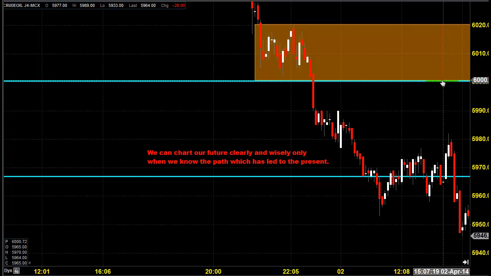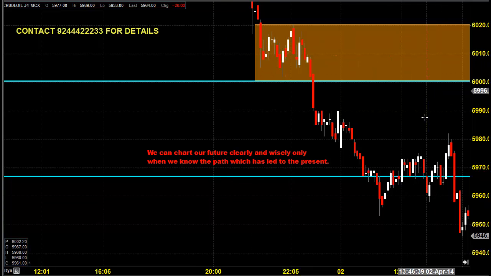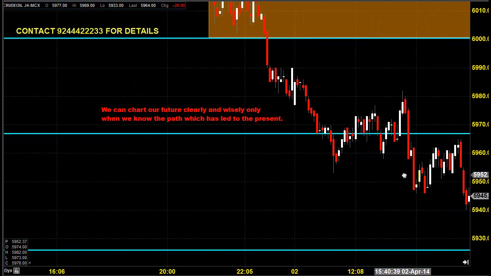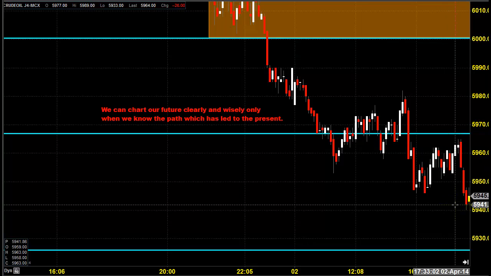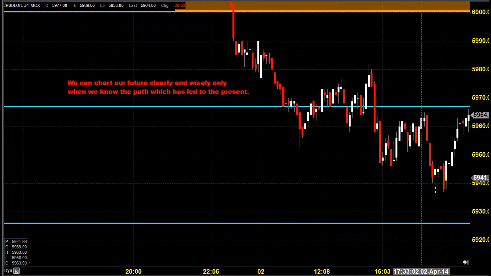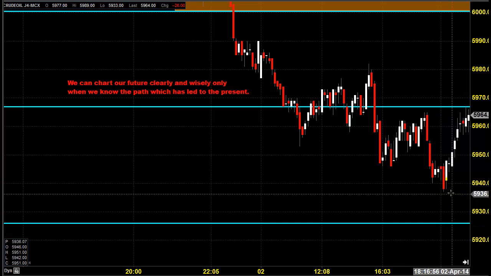We know the top zone is 6000 and 6020. I'll be explaining why we are focusing on this zone later. So the price continued its trend. You can see straight away there was a very good fall. After then this 5960 was considered as a resistance. Our next target zone was 5926, and the price came down till 5936.